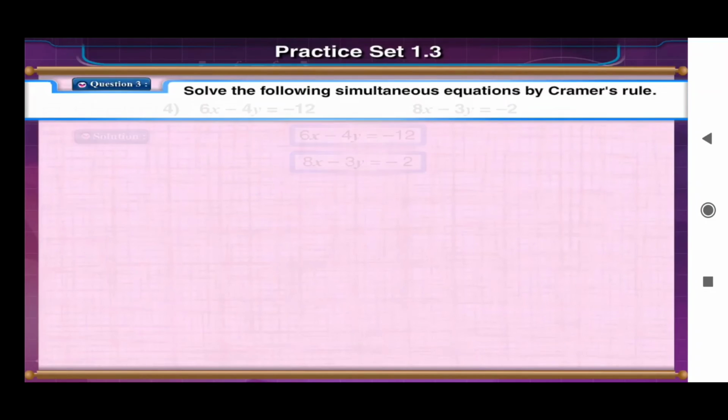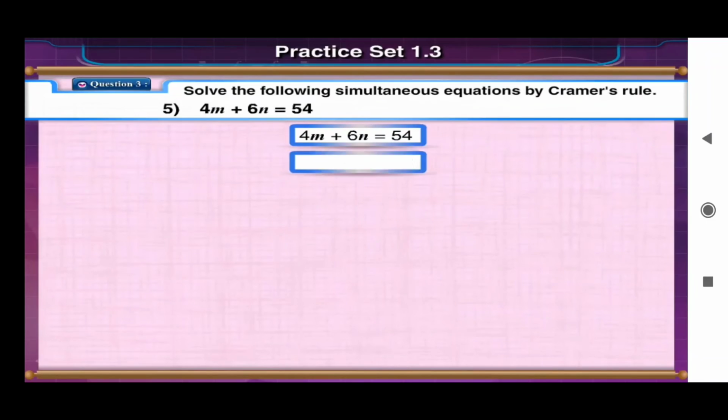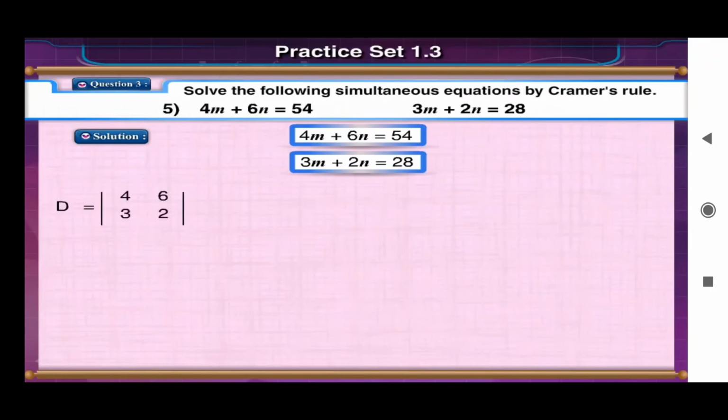5. 4m plus 6n is equal to 54 and 3m plus 2n is equal to 28. D is equal to determinant of 4, 6, 3, 2, which is equal to 4 into 2 minus 6 into 3. That is equal to 8 minus 18, which is equal to minus 10.